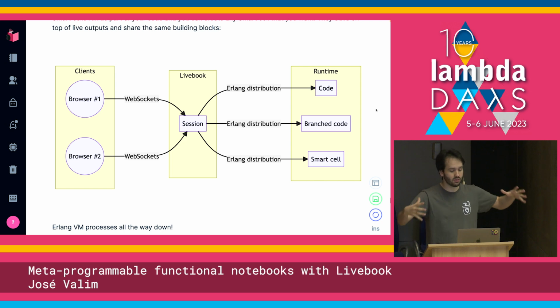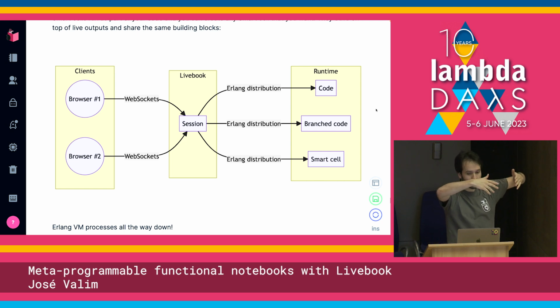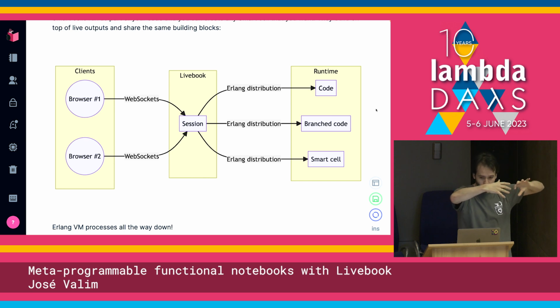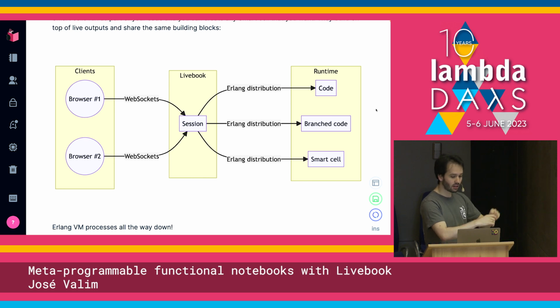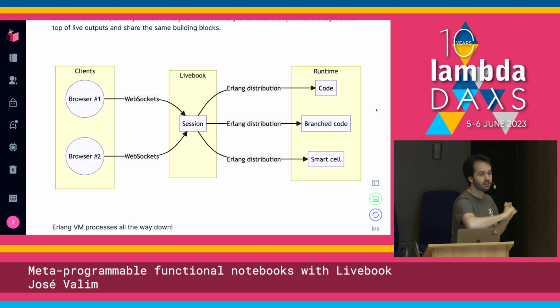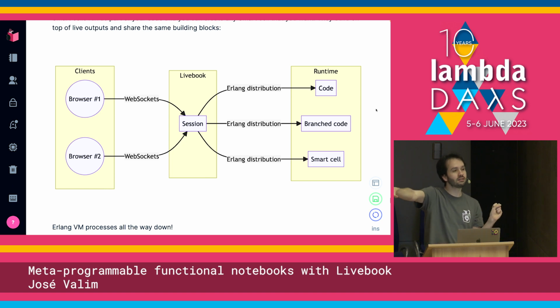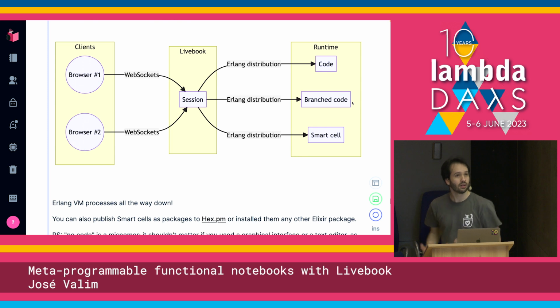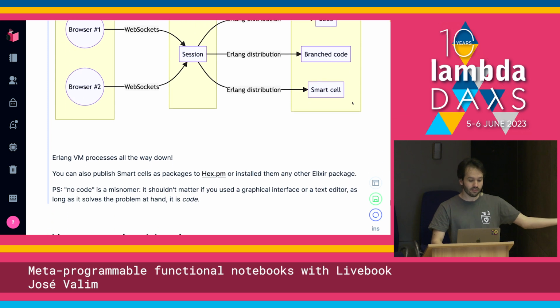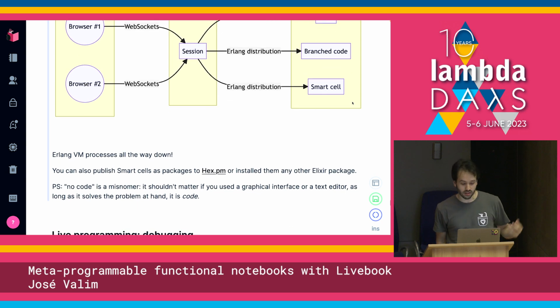We still have the same thing. We have the clients connecting through Livebook via WebSockets. And then the Livebook web server is talking to your runtime, and your code is a process. The code from a branched section is a process. And even the smart cell is a process that you are interacting with. And then at the end, it says, here's the code that represents me, and we can access the code. So it's Erlang VM processes all the way down.